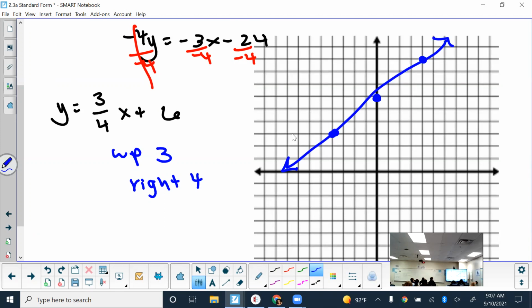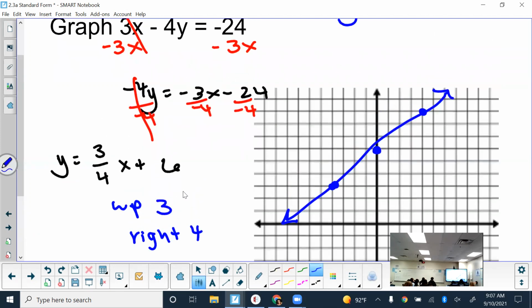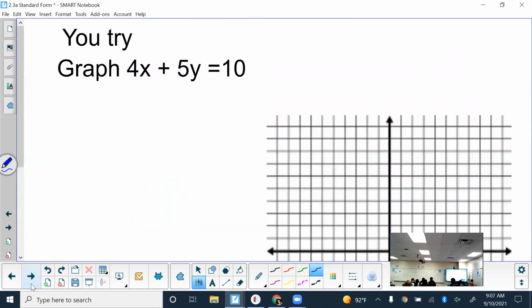All right, so here's the student example. Ready for it? All right, so I'm gonna switch this here, if you're taking notes. All right, here's the student example. Try it and then check your work using Desmos.